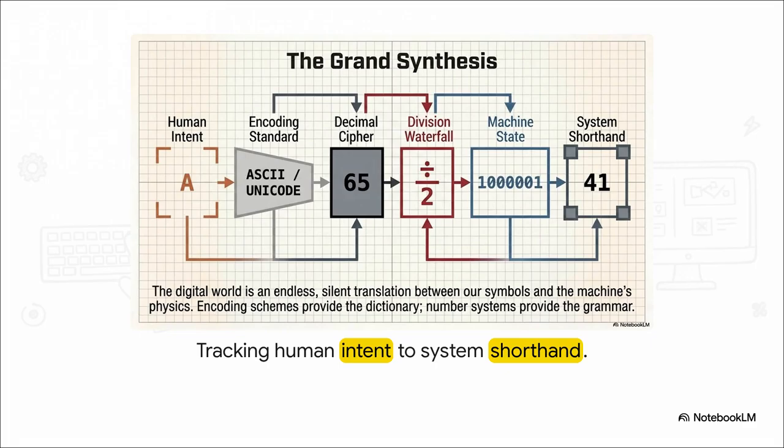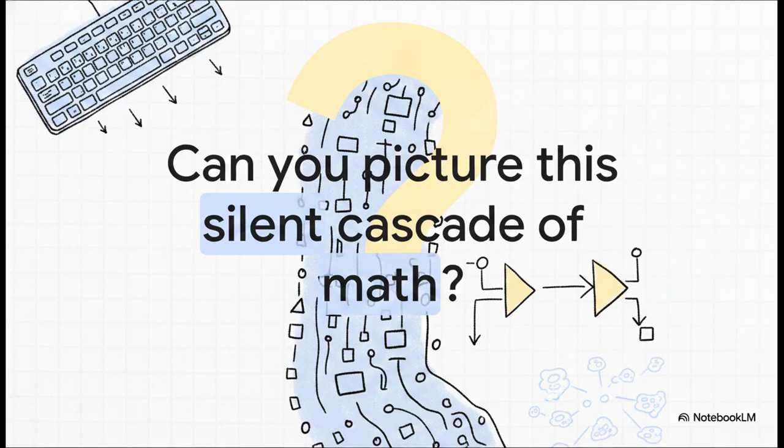So, the crucial point is, when we bring this all together, we realize the digital world is just an endless, silent translation. Your human intent, pressing the letter A, passes through an encoding standard dictionary like Unicode to become a globally agreed-upon decimal cipher, 65. It drops down that division waterfall we saw to become the raw machine state of 1000001. And ultimately, for human programmers to actually manage it efficiently, it gets sliced and compressed into a system shorthand, the hexadecimal 41. We basically mapped the entire journey, from a physical press of a key all the way down to the microscopic switching of electrical states. Encoding schemes provide the dictionary, and these number systems provide the underlying grammar.